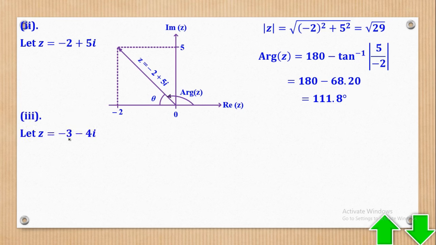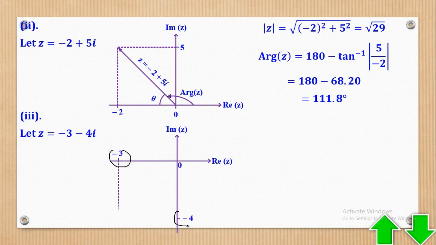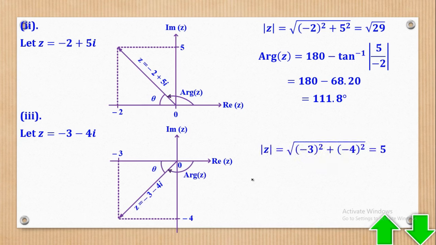Roman 3 was negative 3 minus 4i, meaning that both are negative, implying that they are in the third quadrant. So we shall show negative 3 and also negative 4 here, and this will be the complex number. Remember to put the arrow. From there you can get the modulus easily: this squared plus this squared, everything under square root. That one is easy, but the argument is where you must be careful.